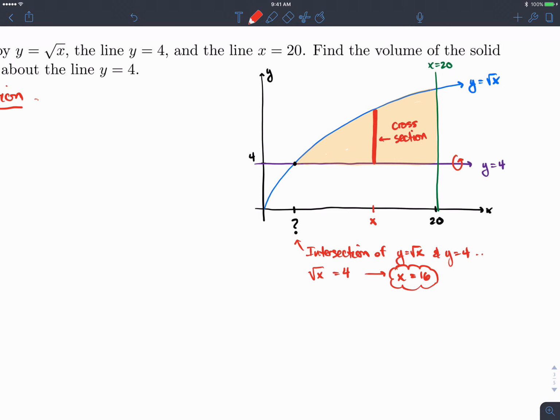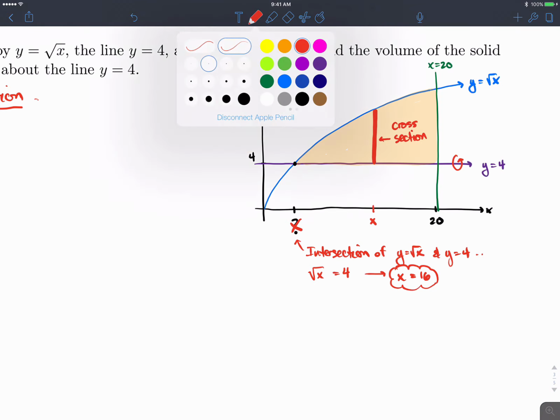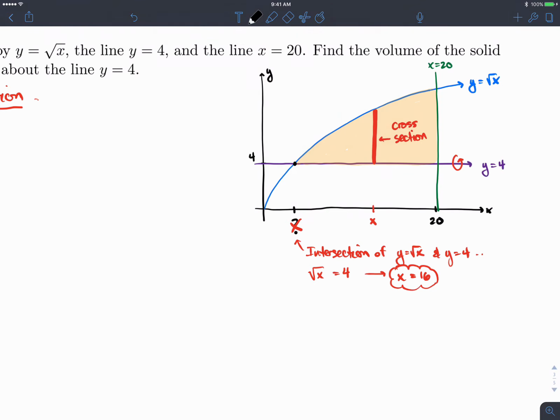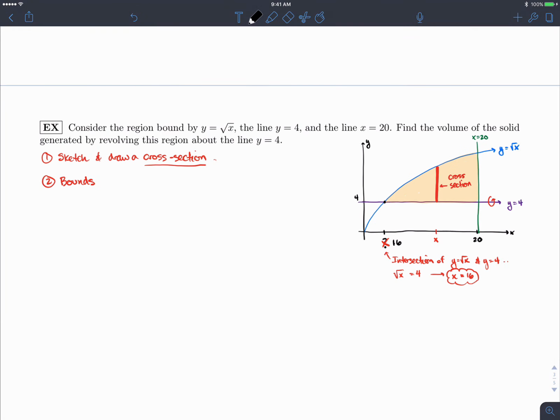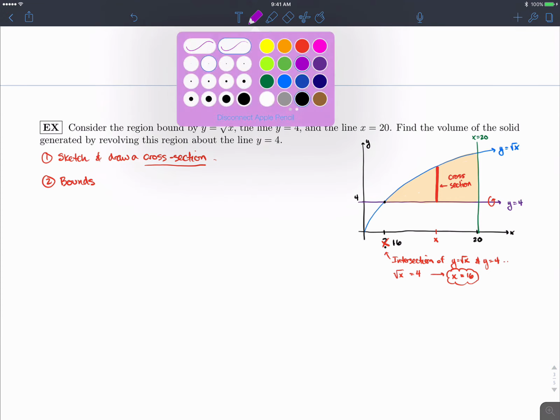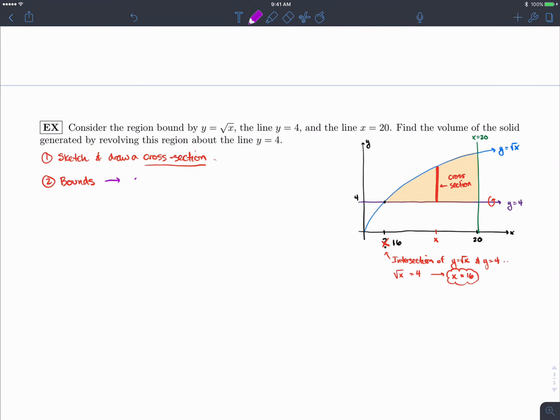So we now know that it's no longer unknown. This point right here is x equals 16. All right, so let's go ahead and make a note of our bounds here. So we're going to go from x equals 16 to x equals 20. I'm going to put a little bubble around there because this is one of the two crucial pieces of information we're going to need to set up our integral.